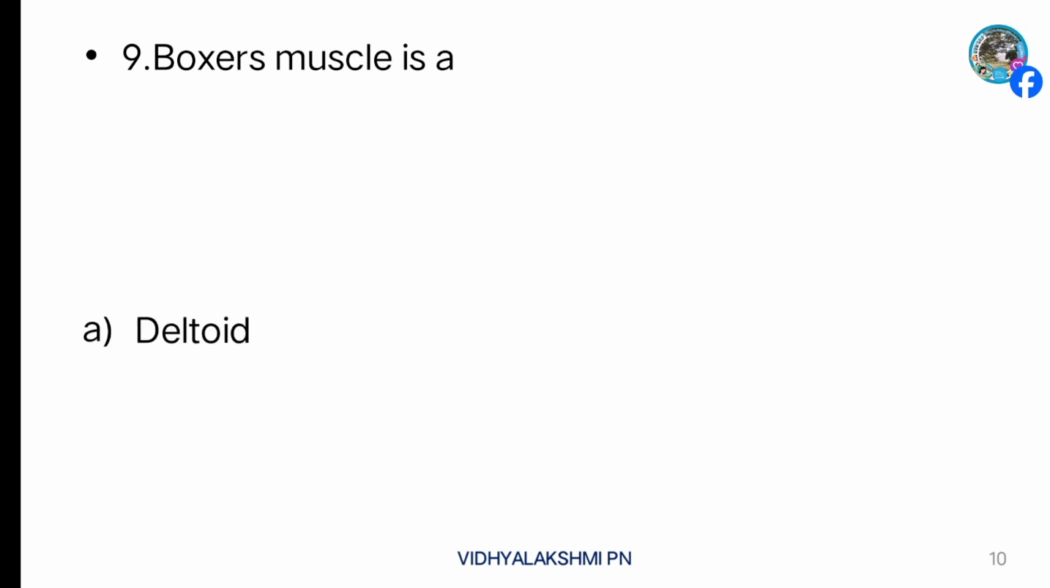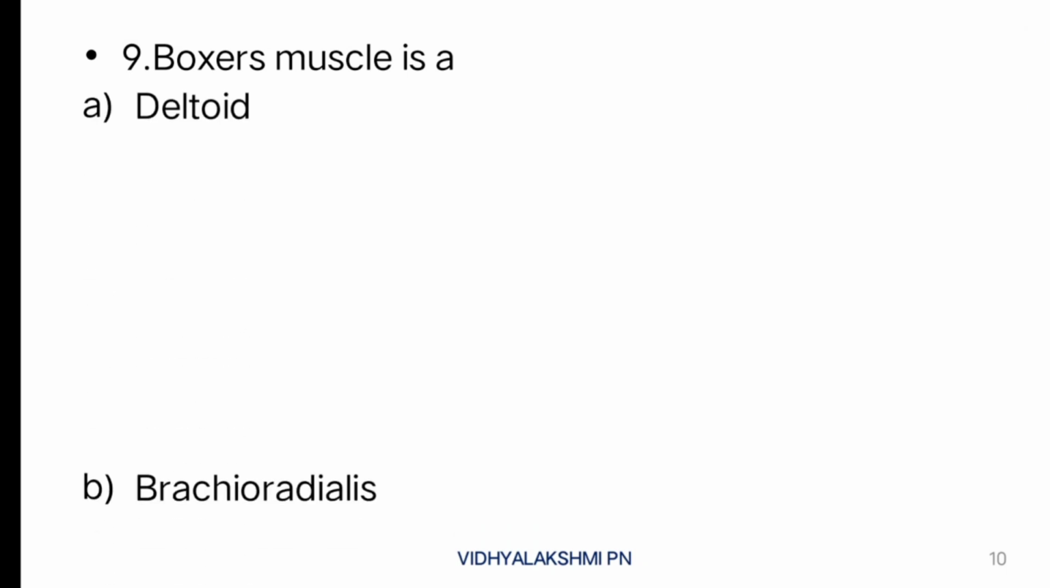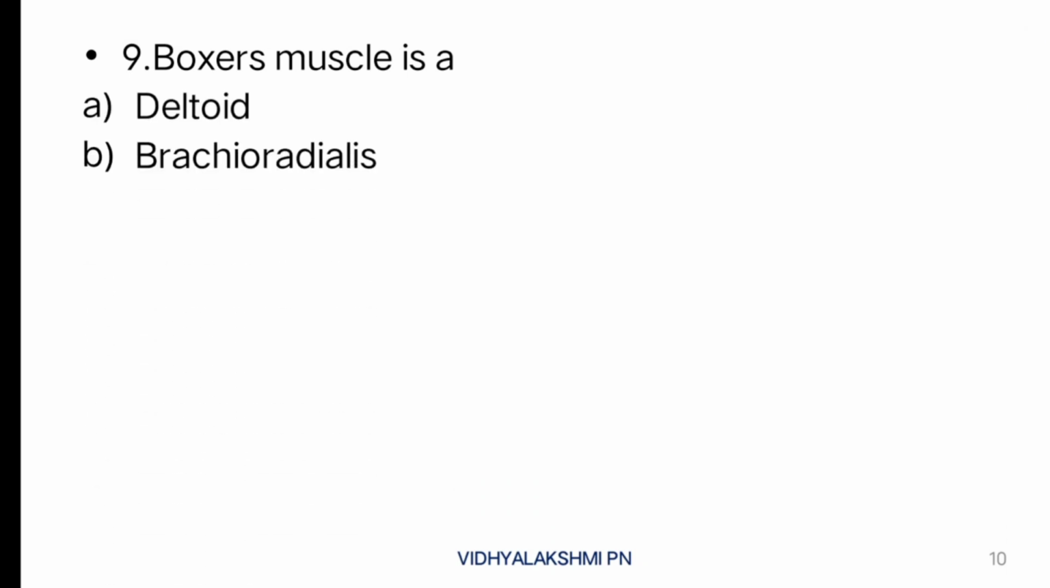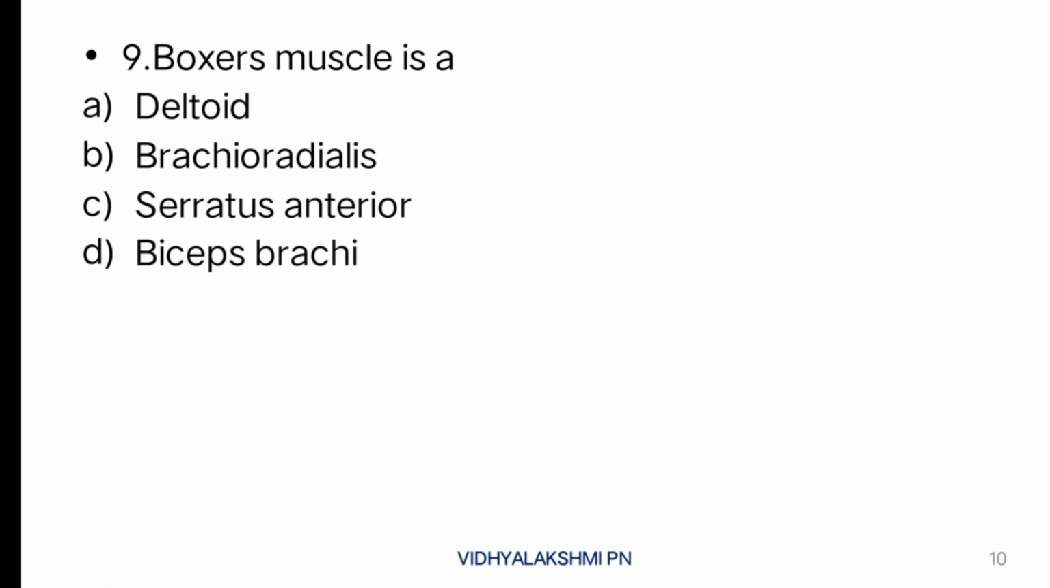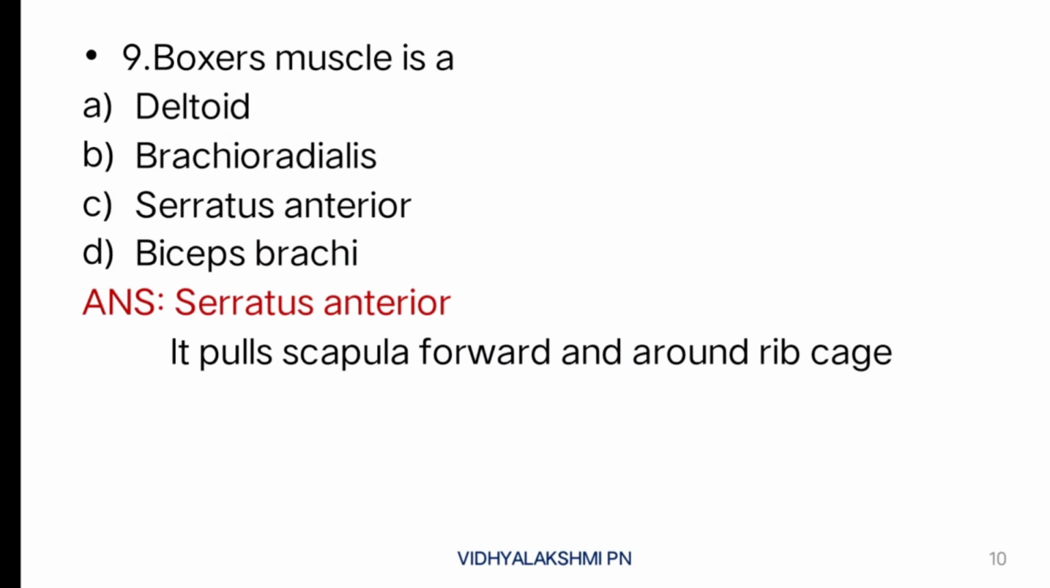Next, Boxer's muscle is option A deltoid muscle, option B brachioradialis, option C serratus anterior, and option D biceps brachii. Boxer's muscle is otherwise known as the big swing muscle. From these four options, option C serratus anterior is the correct answer. Why? Because it pulls the scapula forward and around the rib cage. So it is known as the Boxer's muscle.